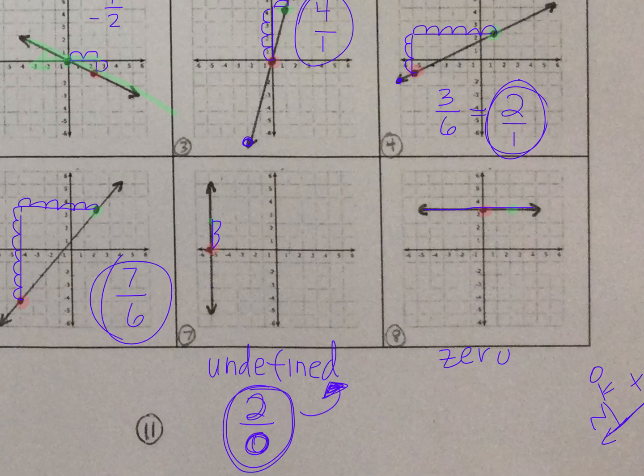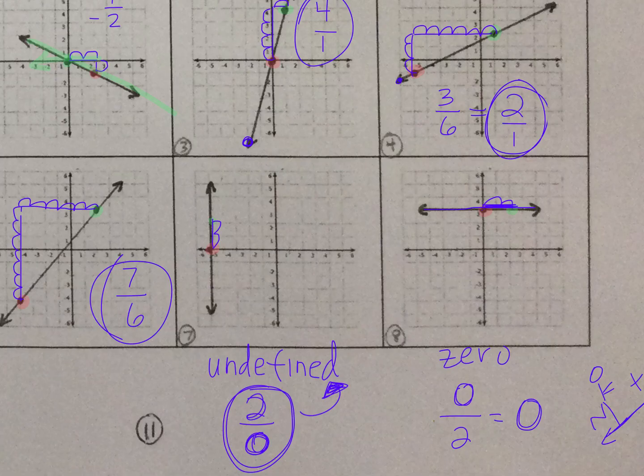All right, this one, it's side to side, so I already know it's going to be 0 slope. I just know that, but let's see why. So to get from red to yellow, I'm just going to go over. So I don't go up and down any. I don't rise, but I run 1, 2. 0 over 2 equals 0.